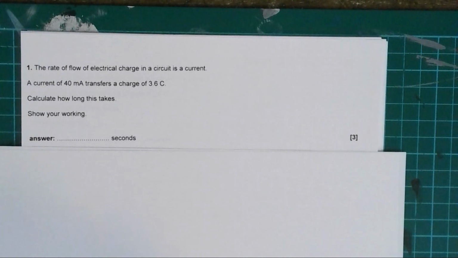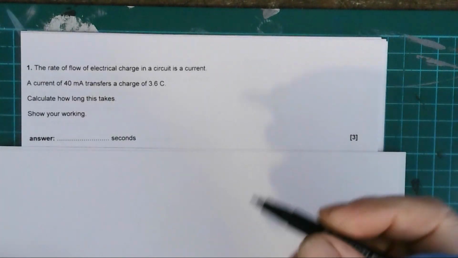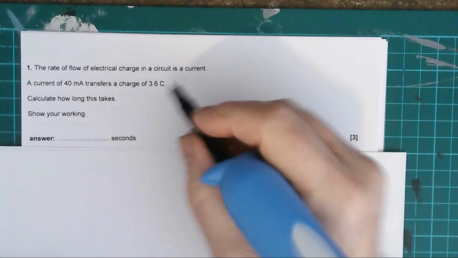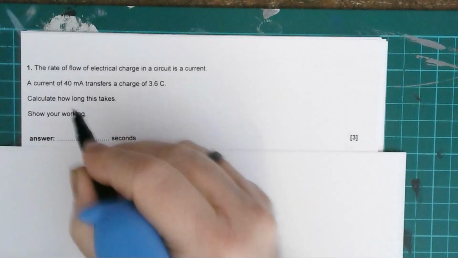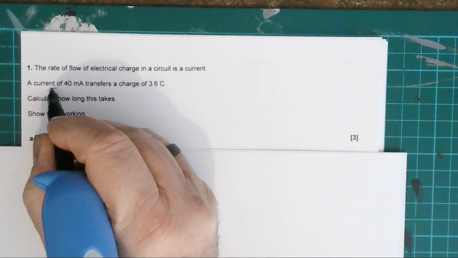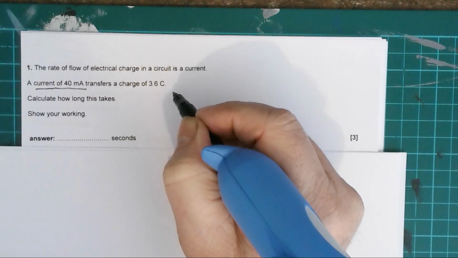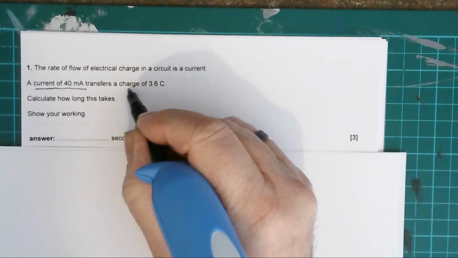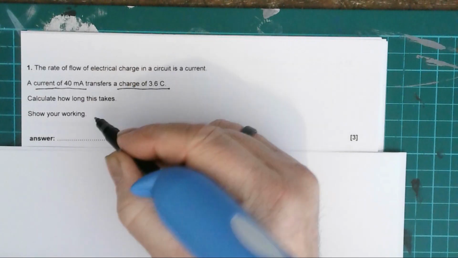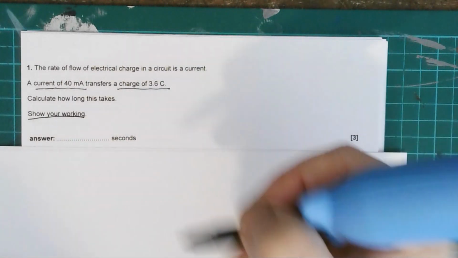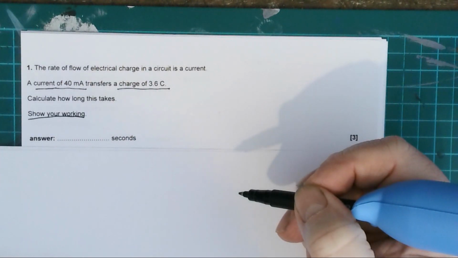Okay, let's have a go at some of these questions then. Right, rate of flow of electrical charge in a circuit is a current. The current of 40 milliamps transfers a charge of 3.6 coulombs. Calculate how long this takes. Show your working. All it tells me is to show my working, which you should do anyway.